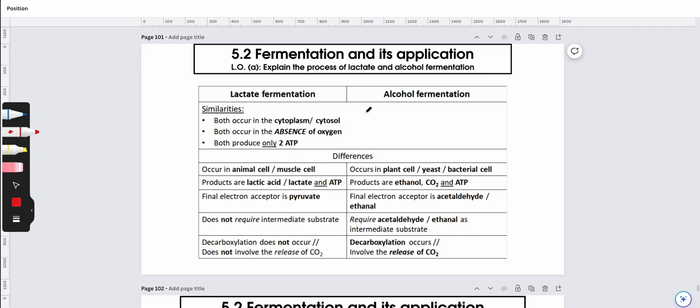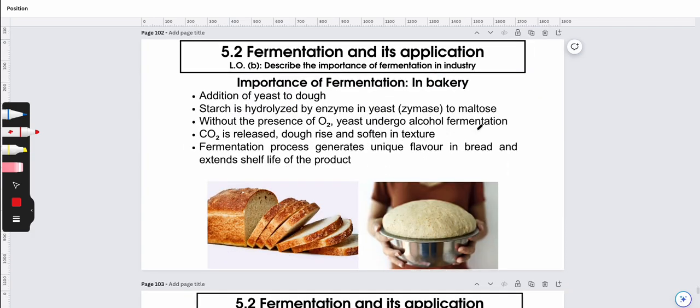So I'm not going to touch more about this. You can read it on your own. It is very easy. So let's move on to the importance of fermentation in industry. So in bakery, of course, to make this very, very yummy bread, we have to use yeast. Why yeast? Have you ever thought of it? Why do we use yeast? Because in yeast, actually, we have an enzyme. Look at this, the ASE. This is an enzyme called zymase.